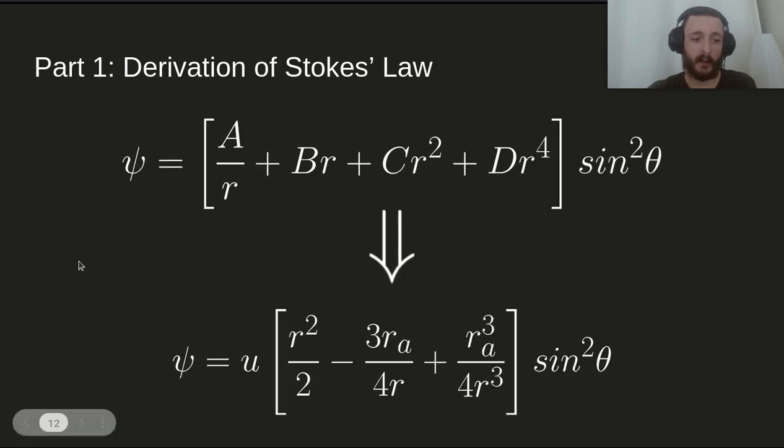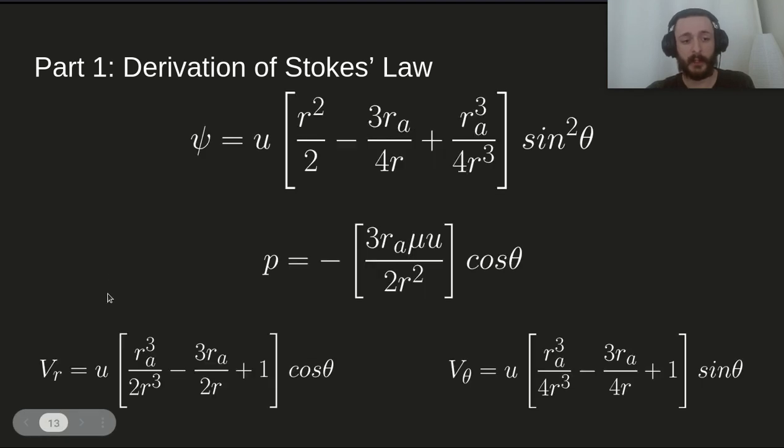We plug our f of r back into our original guess, then solve for a, b, c, and d using the boundary conditions for r equals ra and infinity, as well as our previously derived spherical velocity components, yielding our final general streamline equation. Finally, with our streamline equation in mind, we can obtain equations for our aforementioned velocity components in terms of r and theta only.